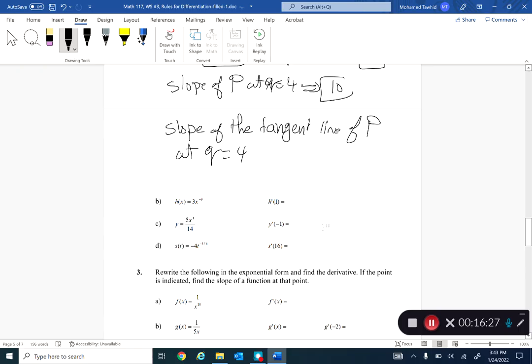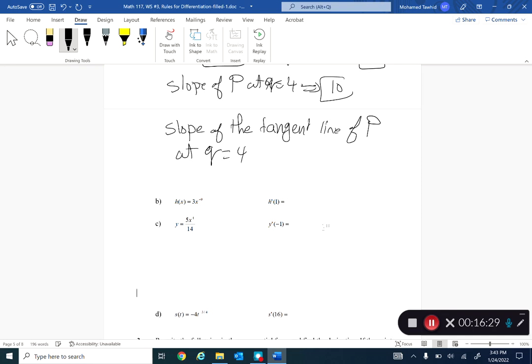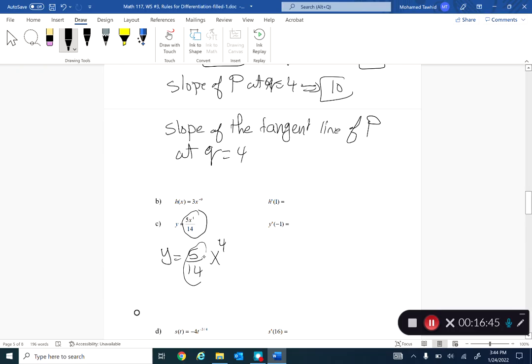So for C here, try to solve this one. So what do you have? Your y here is 5 over 14 x to the power 4. Look, it is given here as a fraction, but 5 over 14, what is that? That's a constant. You can use decimals, we use technology to get the decimal. So this one is nothing but a constant multiplied by x to the power 4.